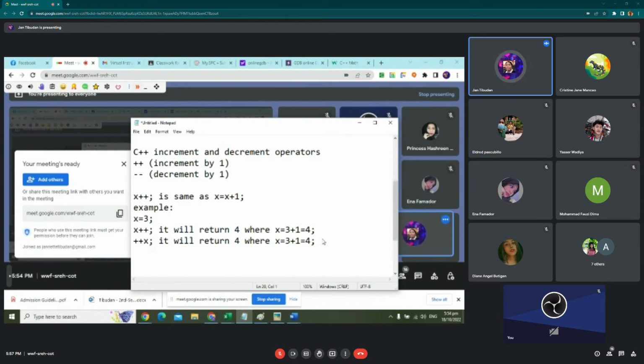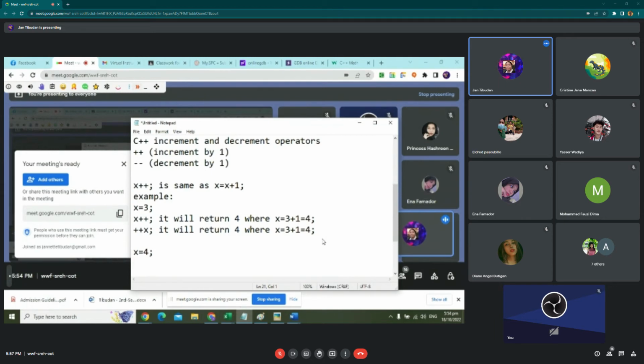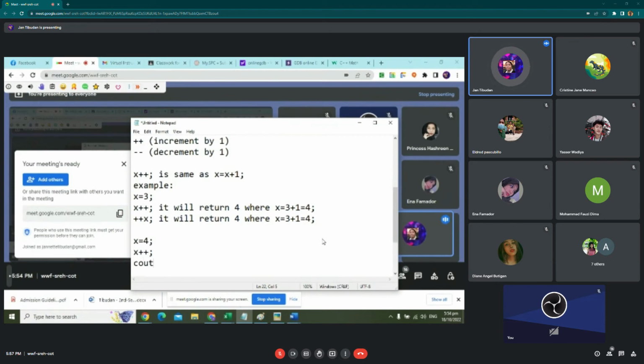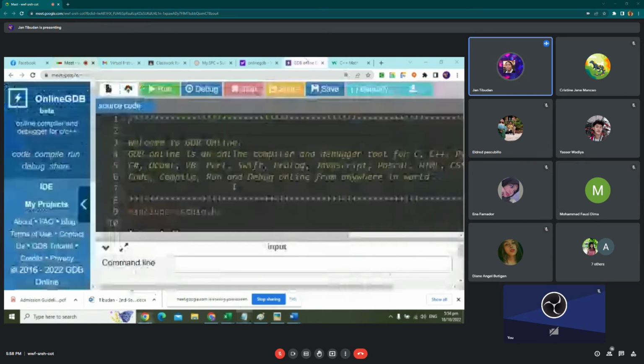But in this class, if I say x is equal to 4, and then I would have x plus plus, and then if I would say C out x, okay? What happens in this class is it gives a value, the value of x. So, take a look at this class.